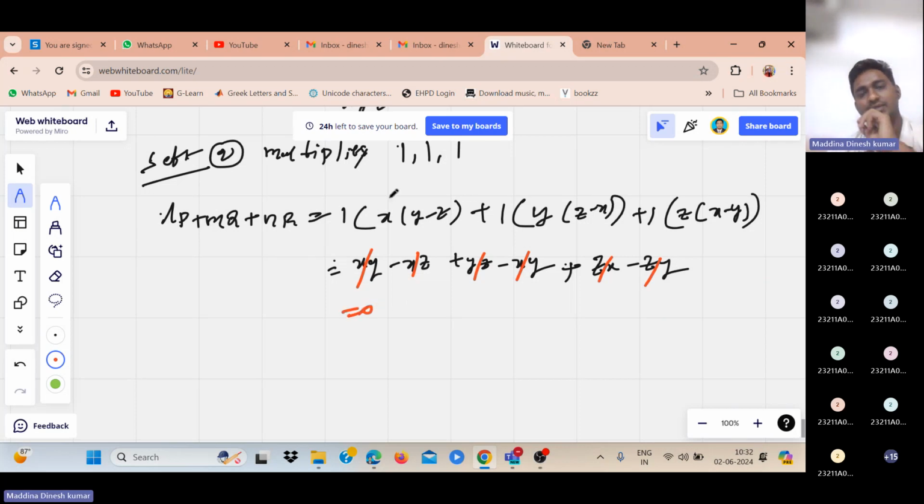Okay, that means 1, 1, 1 are the Lagrangian multipliers. It must be equal to 0: LP plus MQ plus NR. Suppose it was not becoming 0, then we need to go for another. That means it's like a trial and error form only. There is no specific rule to find out these multipliers. Okay, next.